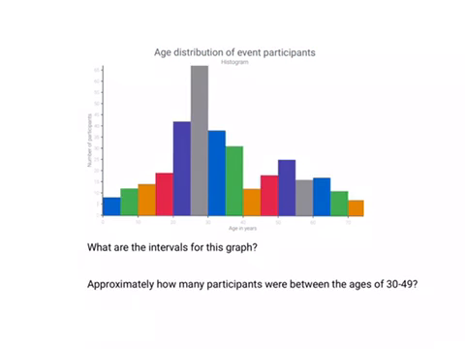Your last step is to answer these two questions. What are the intervals for this graph? And approximately how many participants were between the ages of 30 to 49? Go ahead and push pause and come up to see me with your answer.